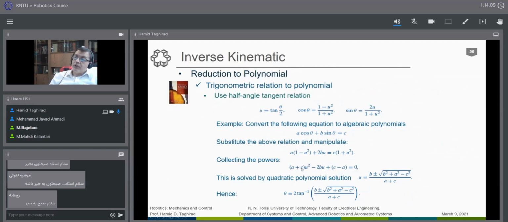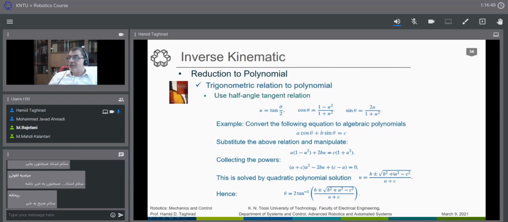As you see, the polynomial is u squared minus 2bu plus something equals 0. We have a second order polynomial, so we have two solutions for that. Of course, this part should be positive to have a solution, and this gives you exactly what I mentioned, the three cases. You have either two solutions, elbow up and elbow down, or the two solutions converge to one solution. This gives you the singular point or the borderline. And if this is negative, then there is no solution; it is out of the workspace.